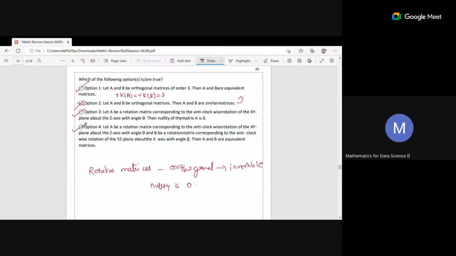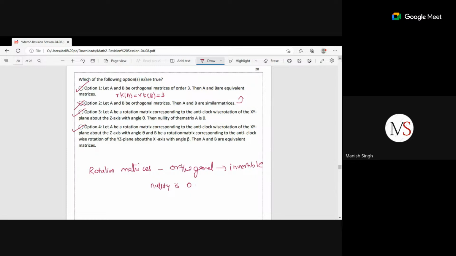Is the difference in axis and angle not going to affect this, madam? Nothing is going to affect the rank. If they are rotation matrices, they are orthogonal. Orthogonal means full rank. Okay.